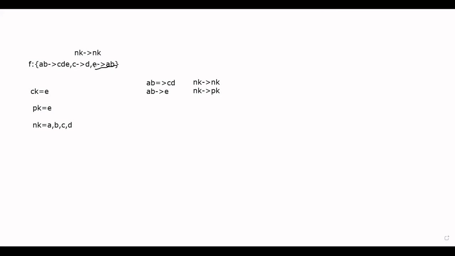Now check for AB tends to CD. So what we got is NK to NK, but NK to PK. So there is no partial dependency, correct? And what is partial dependency? PK to NK. And if you see C to D, that is also NK to NK. This is also not a partial dependency. So what's the answer of this question? It is in 2NF.